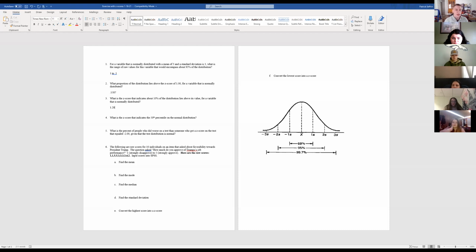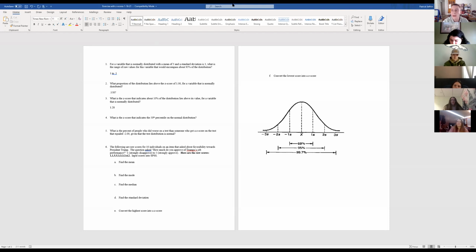Okay, so this one, you guys can help me with. What is the z-score that indicates the 50th percentile on the normal distribution? Somebody yell it out. What is the z-score that indicates the 50th percentile? So right smack dab in the middle of the distribution. What is that z-score? Is it 0? Absolutely, very good. It is 0.